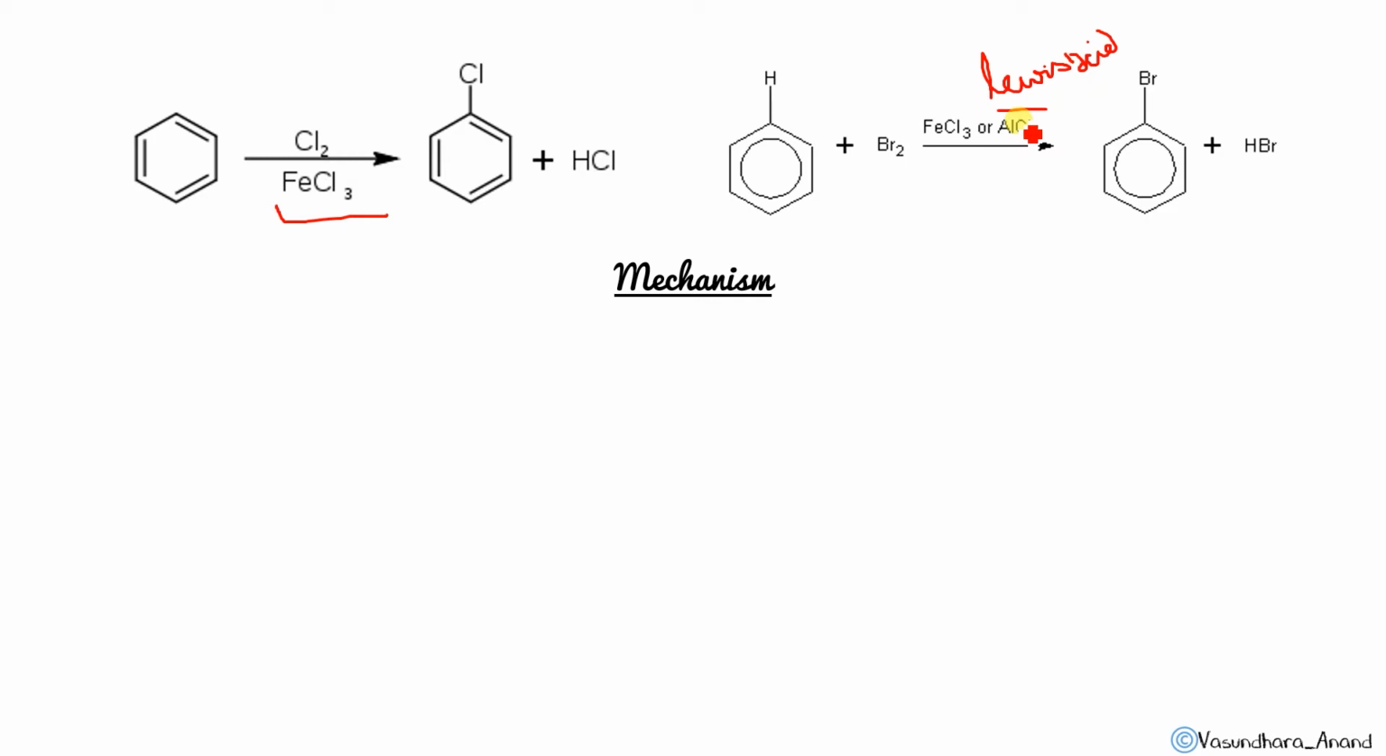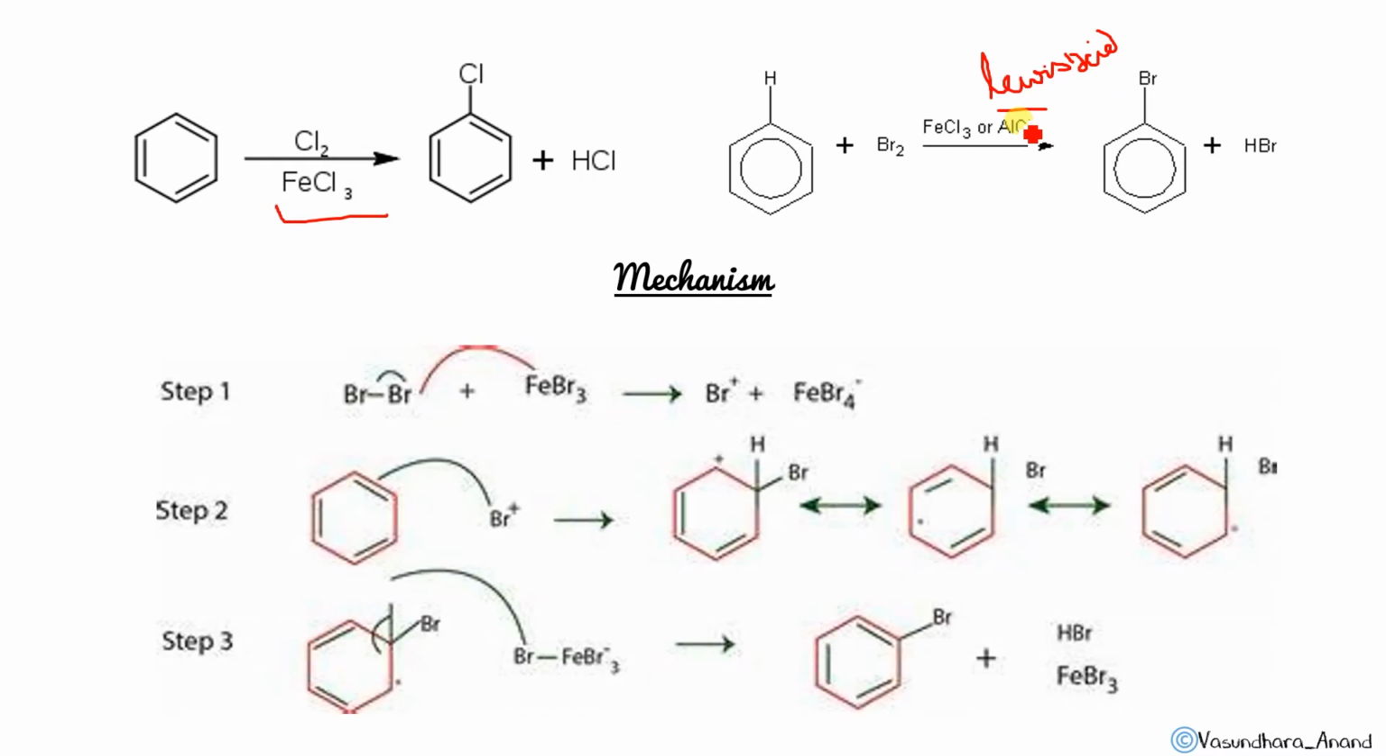What is the role of Lewis acid? Actually, Lewis acid acts here as a generator of electrophile. So a question can be asked: what is the role of AlCl3 or FeCl3 in the halogenation of benzene reaction? You have to say that it acts as a generator of electrophile. And how does it work? Let me show you. This is the mechanism of this reaction.